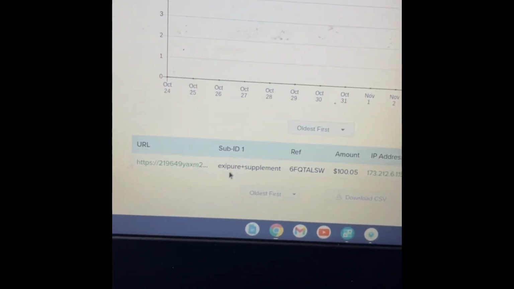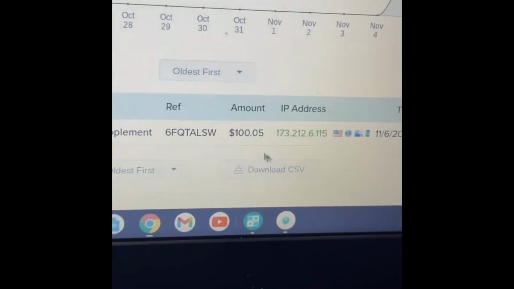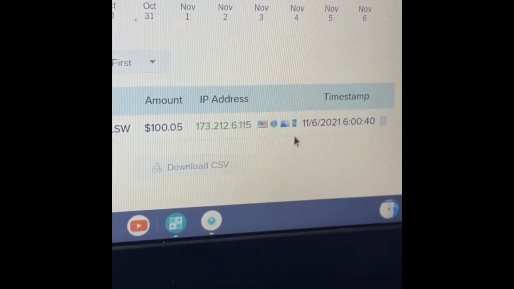This is the keyword that got us the sale: Aspirational supplement, $100.05 off a mobile cell phone.